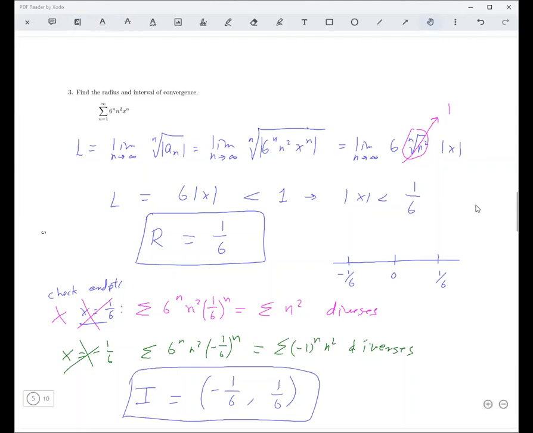Okay, any questions on that one? Yeah, so once again, when you set L less than 1, that gave us the absolute value of x minus a, which is just x in this case, less than 1/6. So the radius of convergence is 1/6.